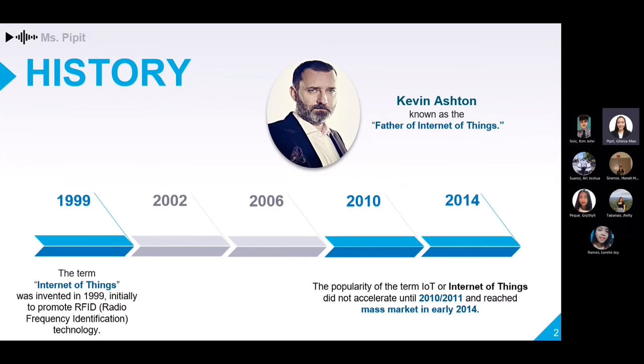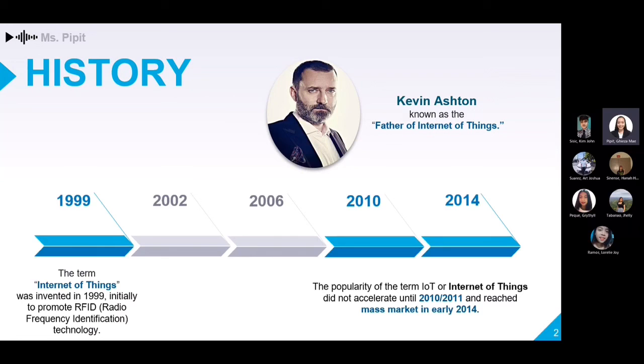I am Pipit and the first reporter of Internet of Things. Before we discuss the definition of Internet of Things, I'm going to share with you a brief history about IoT. As you can see on the screen, Mr. Kevin Ashton is known as the father of Internet of Things. A little background about him. While Mr. Ashton was working at Procter & Gamble, he presented to the company the term that he created, which was the Internet of Things, in 1999.